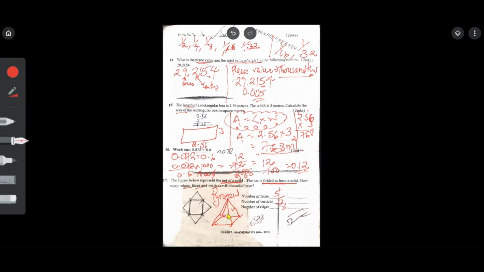So let me label for you. These are the edges. Edges are the lines. These are the vertices. Vertices are where those lines meet. Then the faces, of course, are these ones. So these are the faces. So you can see like that. This is what we were supposed to do on that paper.